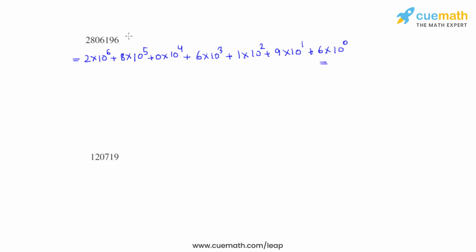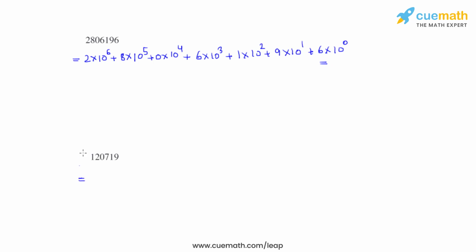So now that we have understood the trick of how to write the expanded form, we'll directly go into each of these numbers and find out how many places there are after each digit. So 2 has 6 digits after it, so there are 6 places. So we write it as 2 times 10 raised to 6 plus 8, because there are 5 places after 8, we write it as 8 times 10 raised to 5, plus 0 times 10 raised to 4, plus 6 times 10 raised to 3, plus 1 times 10 raised to 2, plus 9 times 10 raised to 1, and plus 6 times 10 raised to 0. So this is the expanded form for the third number that we had in the question.